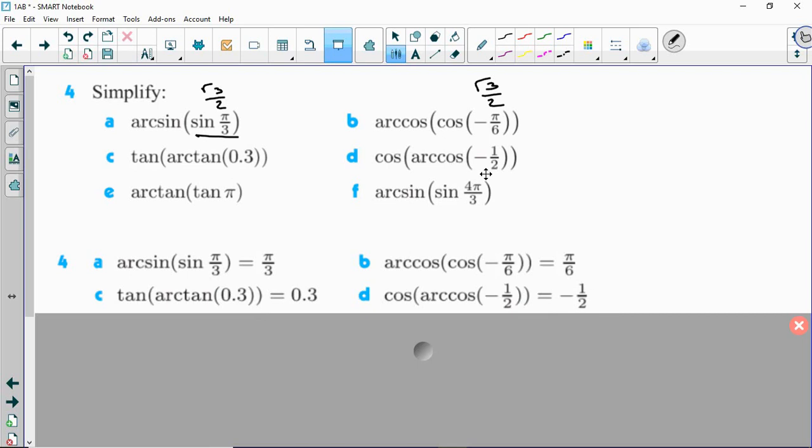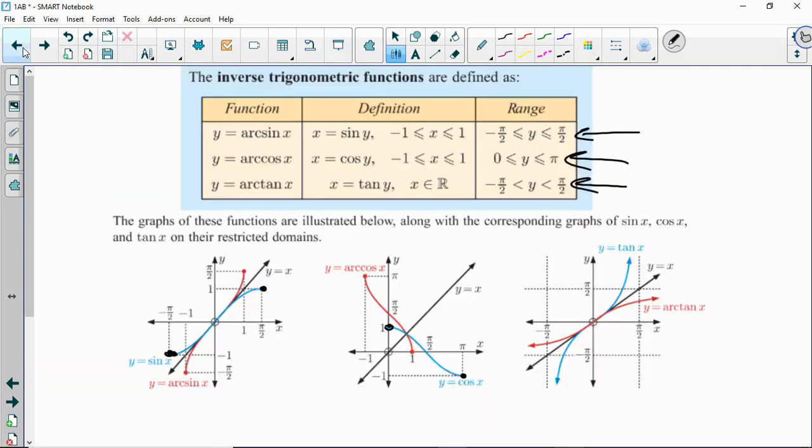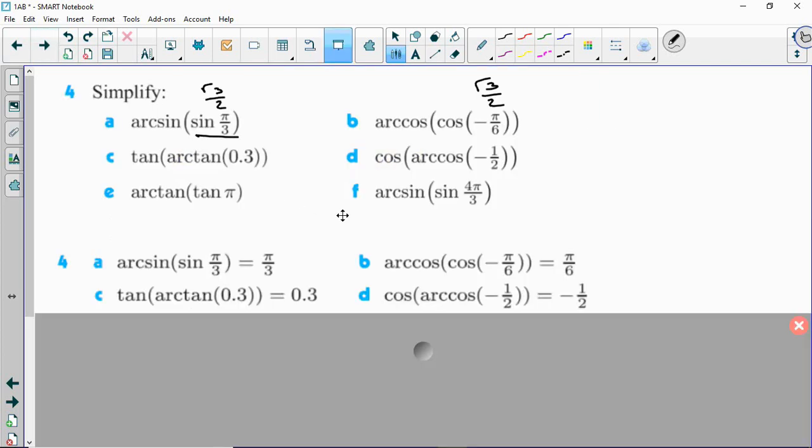Arc cos of negative 1/2. So that's going to give me the angle in the second quadrant whose cosine value is negative 1 over 2. And again, I know it's in the second quadrant because when I put in a negative x value and check my arc cosine curve, all the y values here are between pi over 2 and pi. So that's in the second quadrant. That angle is going to be 2 pi over 3. And when I take the cosine of 2 pi over 3, I'm going to get negative 1/2.